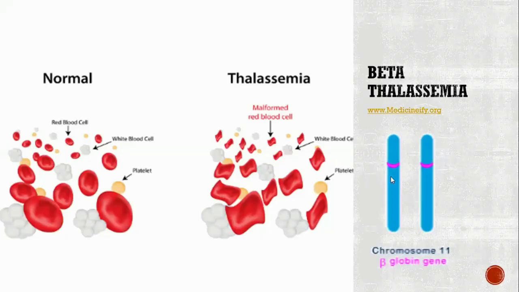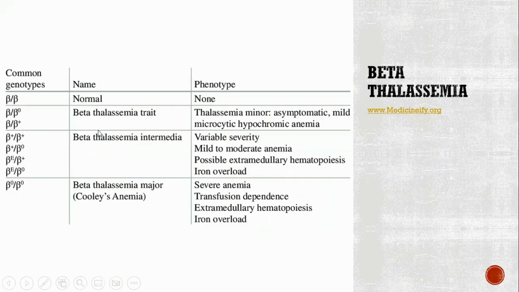So as you can see, beta thalassemia is a chromosome 11 point mutation. These are the common genotypes of beta thalassemia, but the most common form of presentation is beta plus/beta plus, reduced beta chain production, beta thalassemia intermedia, and the others are the same.